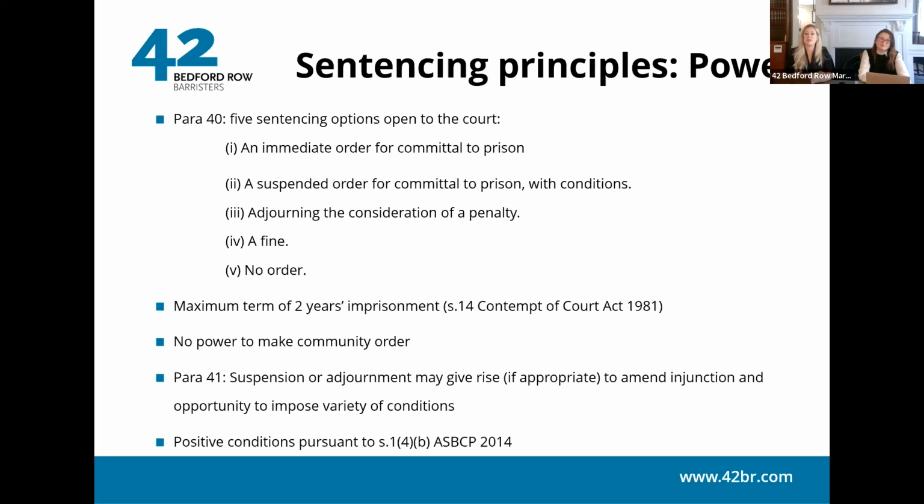The Court of Appeal went on to consider what powers there were in the County Court and High Court. And at paragraph 40, it sets out very clearly the 5 options open, which most people will be familiar with. Obviously, an order for committal to prison, so a custodial sentence, a suspended order with conditions attached or without, adjourning, a fine, or no order. As I've already indicated, the maximum sentence that could be awarded in the county court for contempt of court is 2 years.